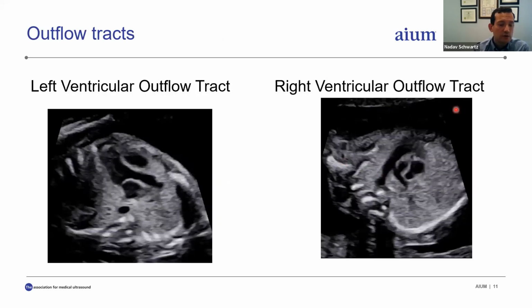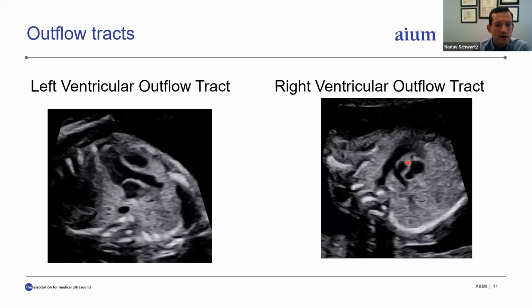So that's why the outflow tracts come into play, as we discussed before. Now, we see on the left here the left outflow tract. This is the left ventricle coming through towards the aorta. We like to see that the interventricular septum is continuous with the wall of the aorta with no breakage there. We like to see that the mitral valve is over here. This continuity and orientation give us a lot of information on the left side of the heart.